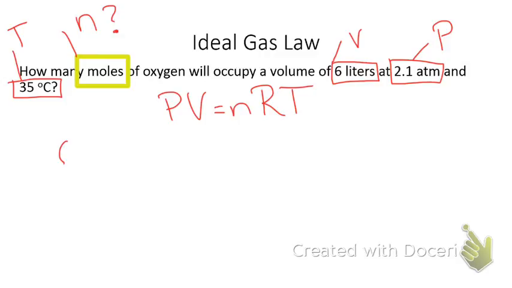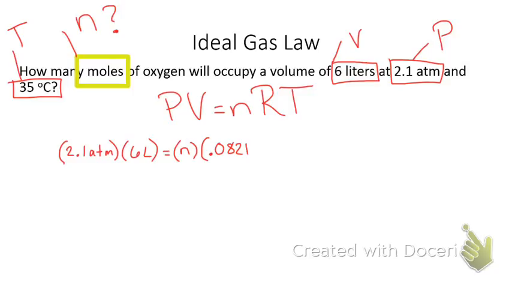Pressure, real simple, that was given to me in the problem. It was 2.1 atmospheres. Volume, real simple, that was given to me in the problem as 6 liters. We are looking for number of moles, that's my unknown, so I'm just going to leave it as N. And then R. R is a gas law constant. It's always the same number, 0.0821.